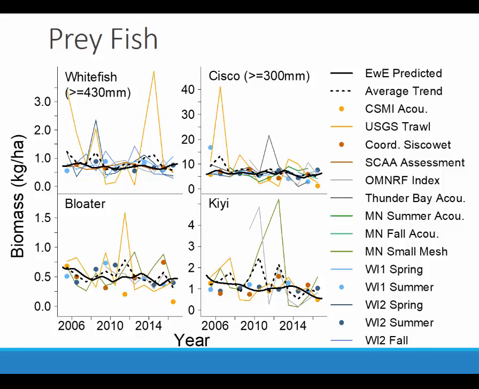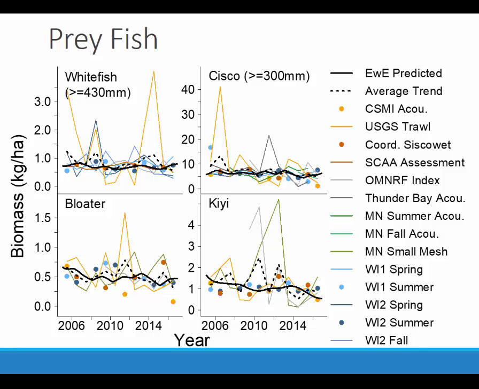So the next couple of slides are going to show figures that are relatively similar. In this case, up on top we have large whitefish, and that's whitefish greater than 430 millimeters, Cisco greater than 300, and on the bottom we have bloater and kai, and those are all size groups. We have biomass on the side axis and year from 2005 to 2016, I think, on the x-axis.